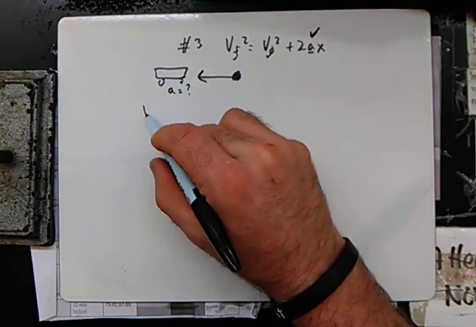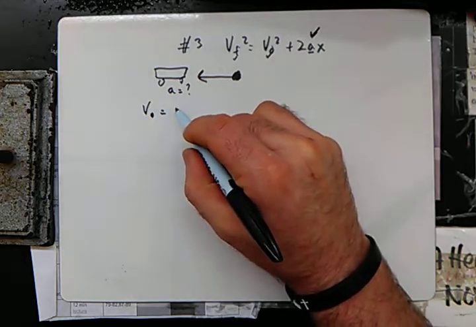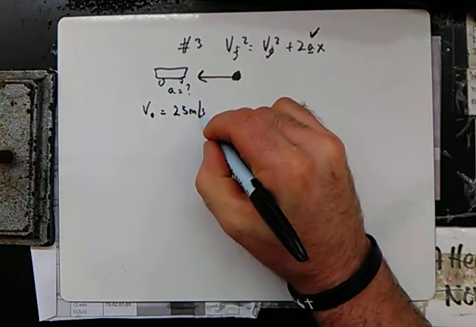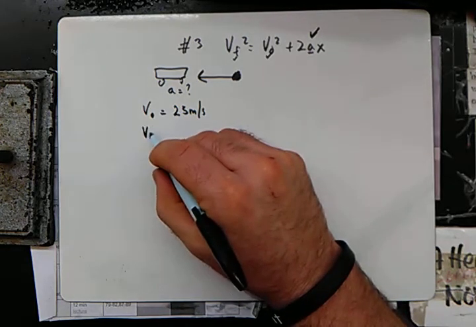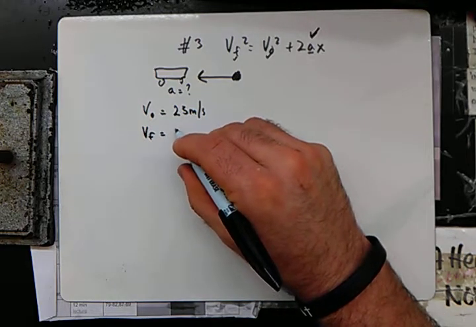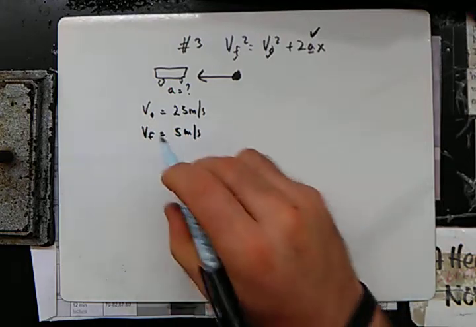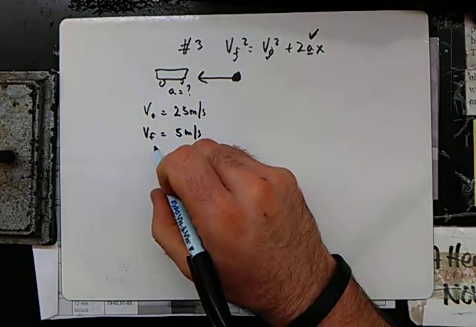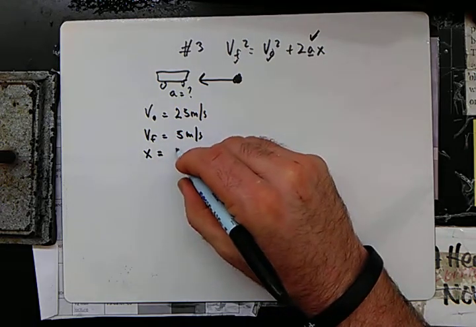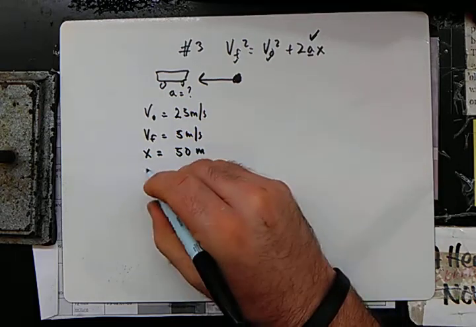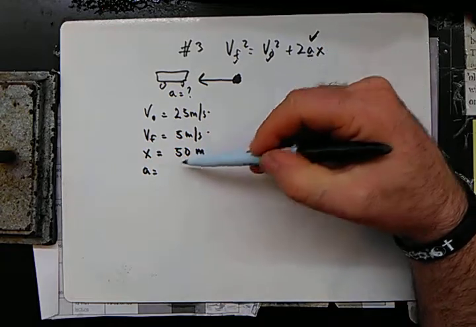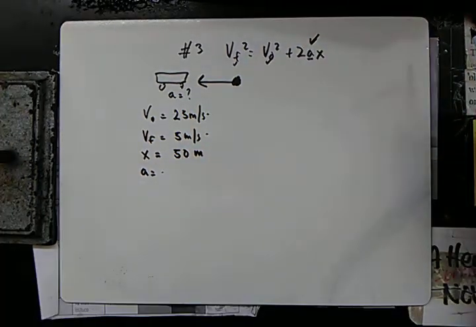Okay, so let's give it an initial velocity. Let's say the initial velocity is 25 meters a second. Let's say the final velocity, let's go down to like 5 meters a second. Let's give it a displacement of 50 meters. So now, since we started out more than we ended, we're going to come up with a negative number for acceleration, and that's okay.